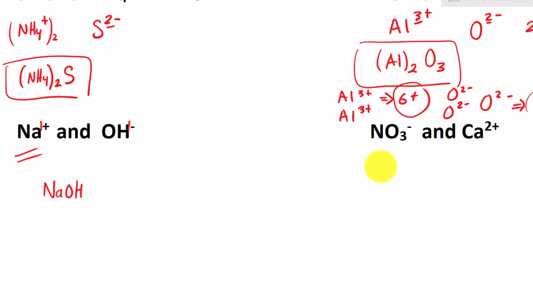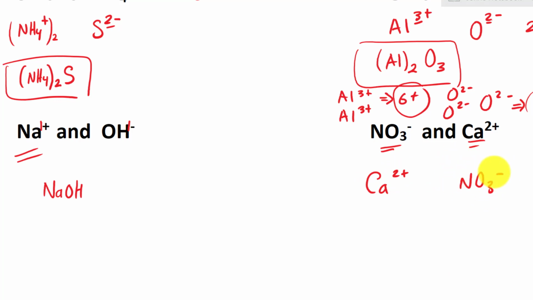Let's try the last problem. Here we have nitrate and calcium. Nitrate is this one, calcium is this one. Are they in the right order? Remember, always be positive first. So we have calcium, 2 plus, and nitrate, NO3 minus.